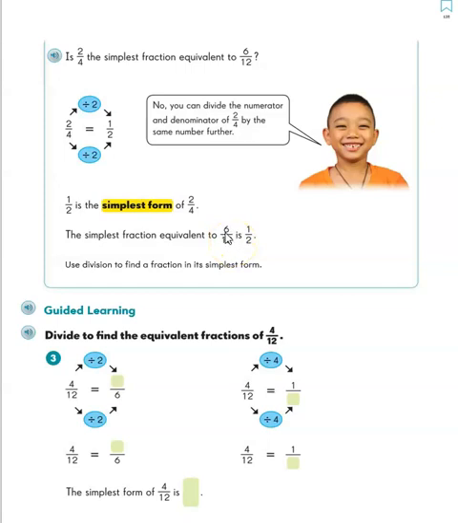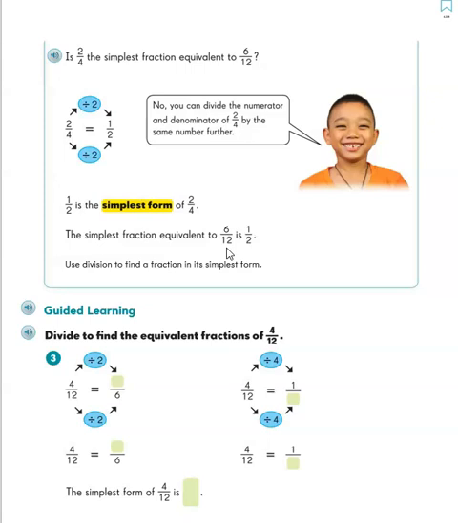So let's look at this fraction here. We have 6/12. Now, what do you think is the biggest number that could divide equally into both 6 and 12? Well, we know that 2 can divide into 6 and 2 can divide into 12, right? Because they're both even numbers. But is that the biggest number that can go into 6 and 12?